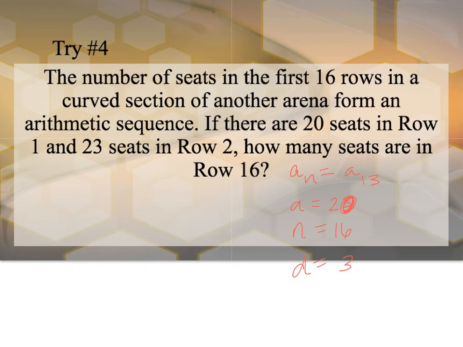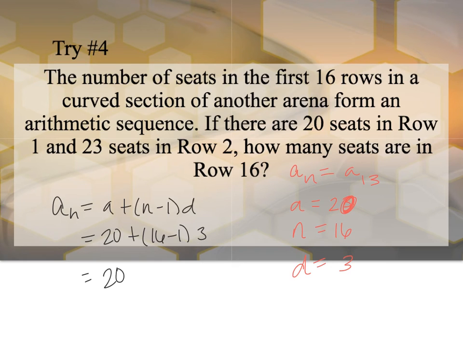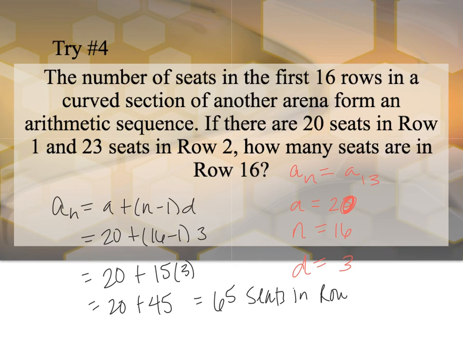So if I substitute those numbers, then we're going to have 20 plus n is 16, so 16 minus 1 times the difference, which is 3. So that's going to be 20 plus 15 times 3. 15 times 3 is 45. And 20 plus 45 is 65. So there are 65 seats in row 16.